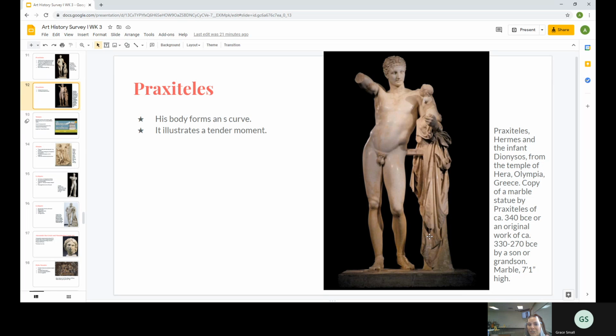But yes, once again, an S curve, once again, a bit of a softness. The body itself looks very soft, but there's also a softness and a tenderness in the interaction that is happening here. They recognize each other's existence. There's not a separate happening. They're together.